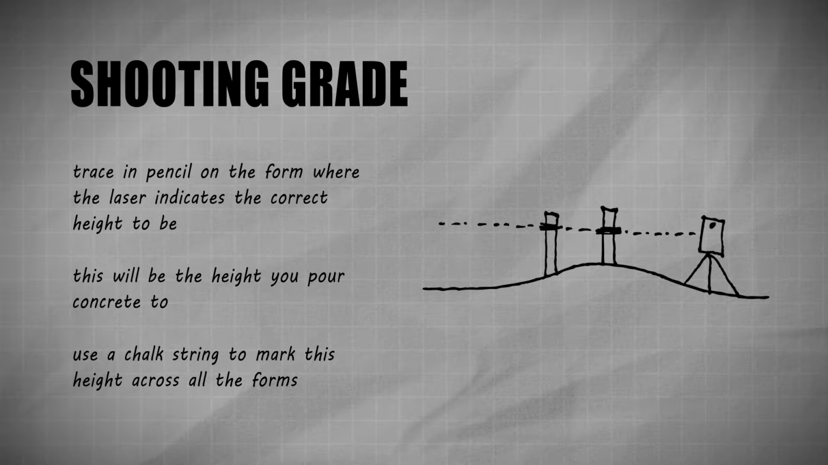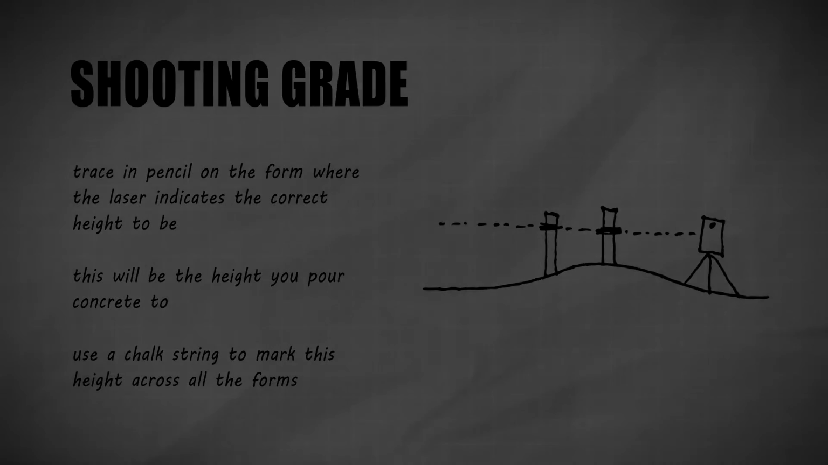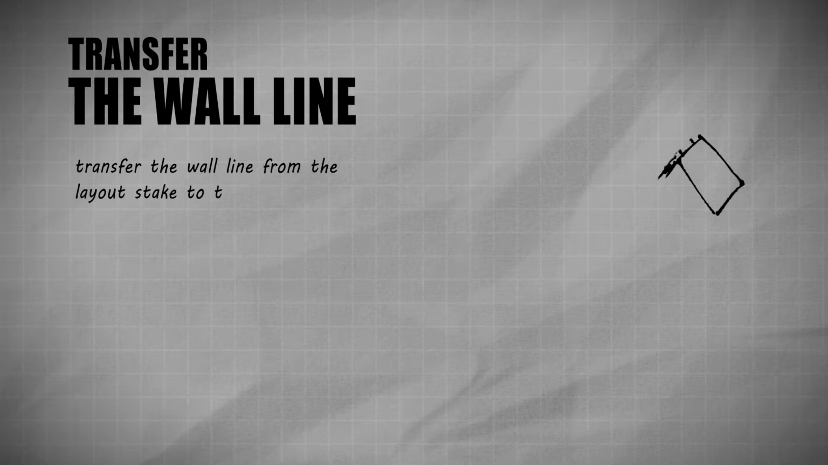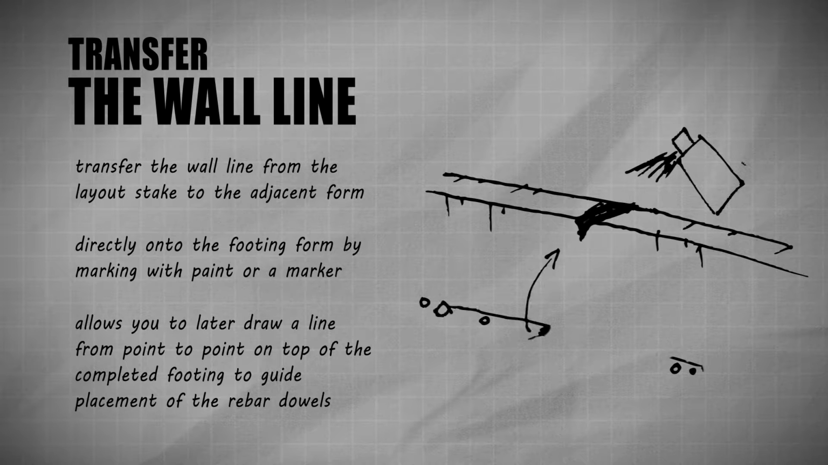Trace in pencil on the form where the laser indicates the correct height to be. This will be the height you pour concrete to. Use a chalk string line to mark this height across all the forms. Step 7. Wall line. Transfer the wall line from the layout stakes directly onto the footing form by marking in paint or a marker on the forms where the stakes are located.